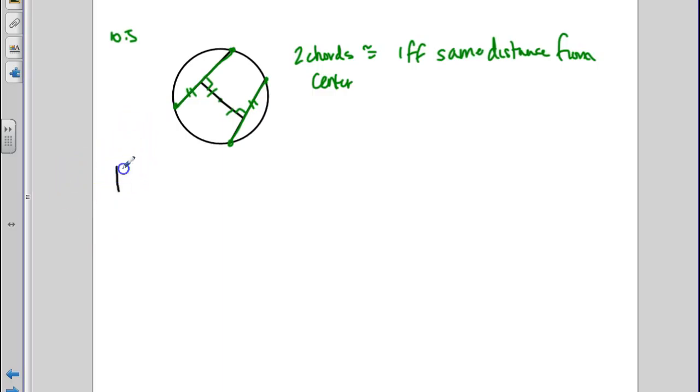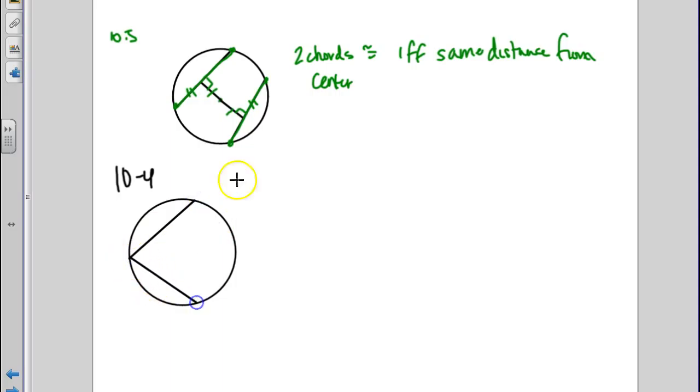Now moving to section 10.4. If I have a circle and its vertex, remember, central angles and their arcs that they intercept are congruent. So if my vertex is at the center, the angle measure is the same as the arc measure.